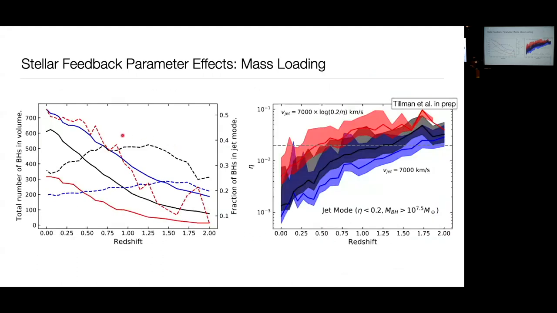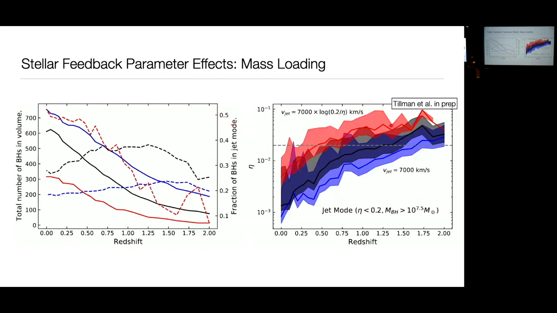So on the left here, I have two different lines showing the total number of black holes in the volume. On the right, we have the fraction of the black holes that are in the jet mode. That's the AGN feedback mode that actually affects the forest. The red line is the strongest value for the supernova mass loading parameter. The blue line is the smallest. Dashed lines are the fraction in the jet mode. And on the right, we have Eddington ratios versus redshift. And you can just kind of think of this as what the jet speed is because this is how it's kind of set in Simba.